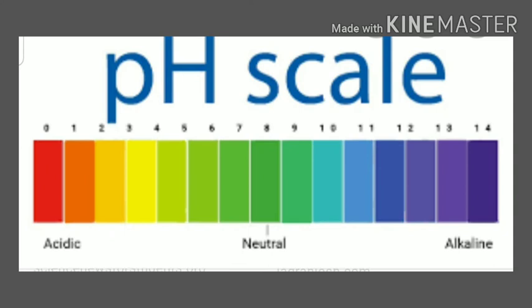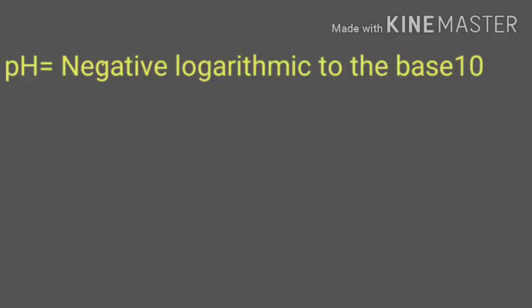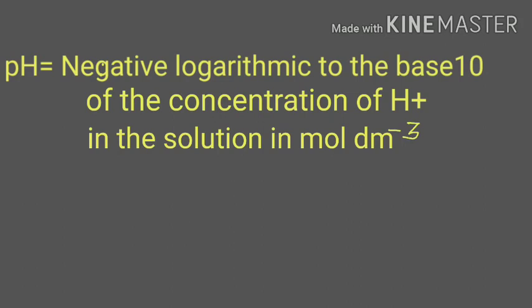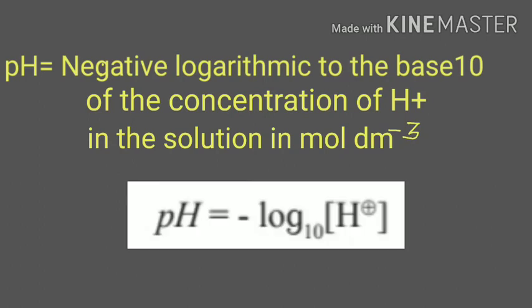Now we are going to study the pH scale. The definition of pH and pOH was given by Sorensen in the year 1909. The definition of pH is the negative logarithm to the base 10 of the concentration of H+ ions in solution in mol dm^-3. So the equation for pH is written as pH is equal to minus log to the base 10 of the molar concentration of H+ ions.